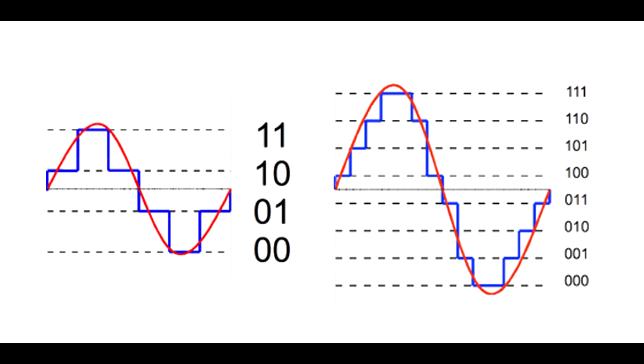Quantization error is the difference between the measured data and the real data. In the pictures shown, the red line represents the analog signal, and the digital quantized version of data is represented by the blue line.